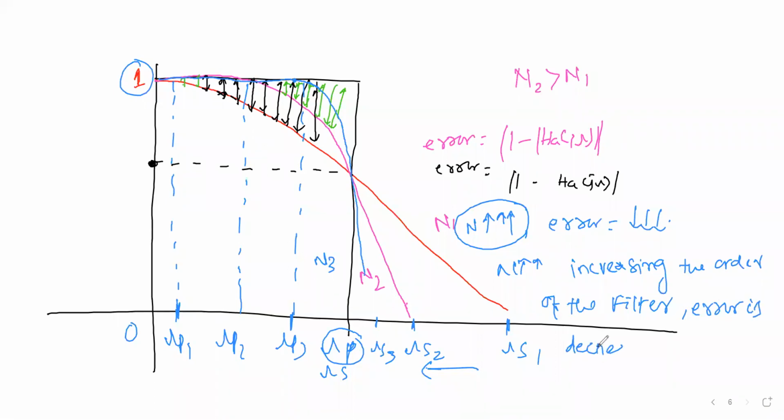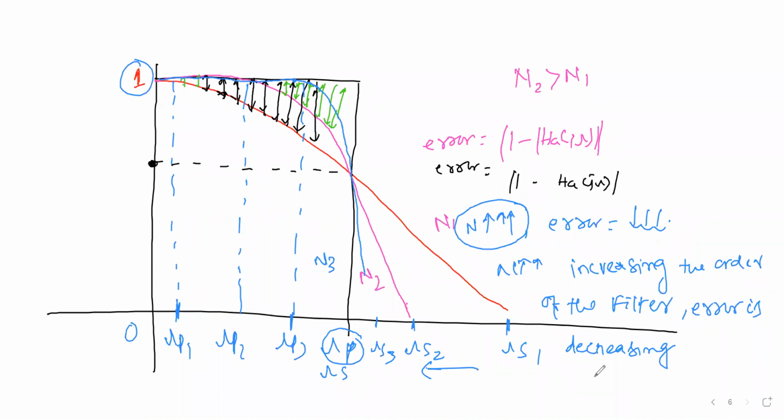Error is decreasing. Agree all of you now? Yes or not? Section C and D. Yes, sir. Okay, so it's very clear. So when order is increasing, so what is happening? The error is decreasing. But what is the problem?